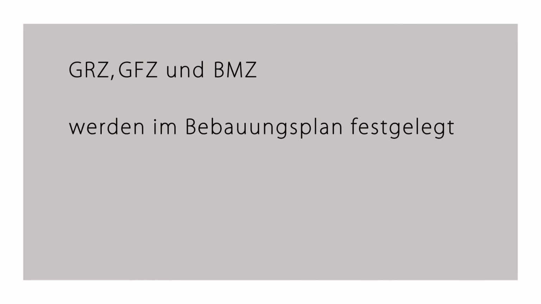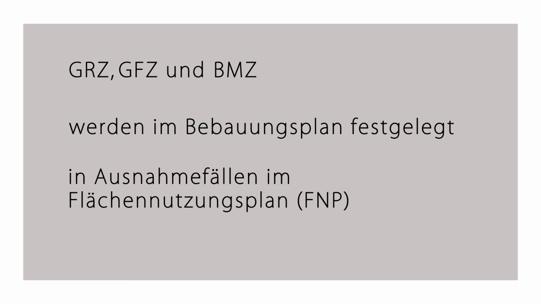Except in a Bebauungsplan, GRZ, GFZ and BMZ can as an exception also be specified in a Flächennutzungsplan, FNP for short. These specifications have to be considered when drawing a Bebauungsplan. Furthermore, upper limits of the Maß der baulichen Nutzung according to the Art der baulichen Nutzung are specified in the Baunutzungsverordnung. The term Art der baulichen Nutzung is the subject of the video tutorial Bauflächen und Baugebiete.